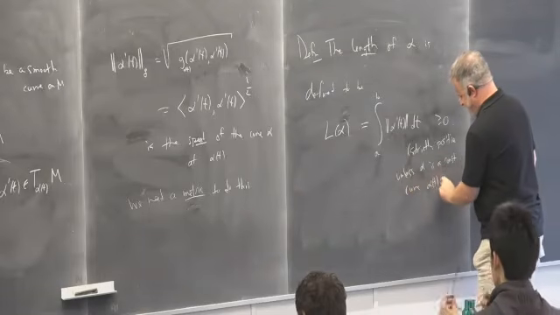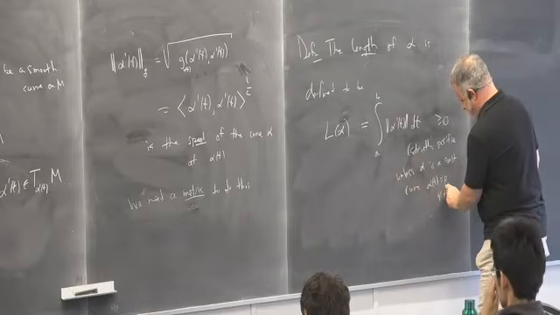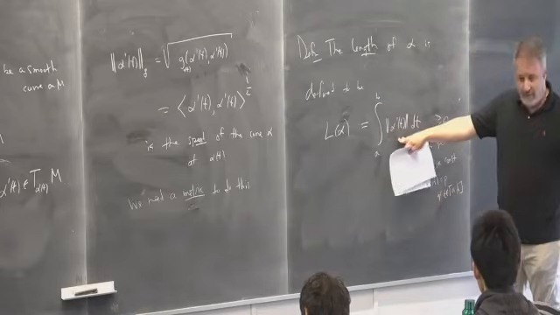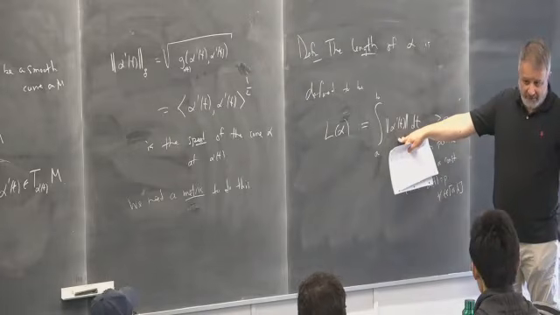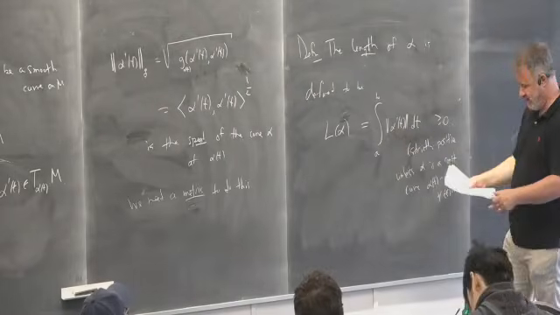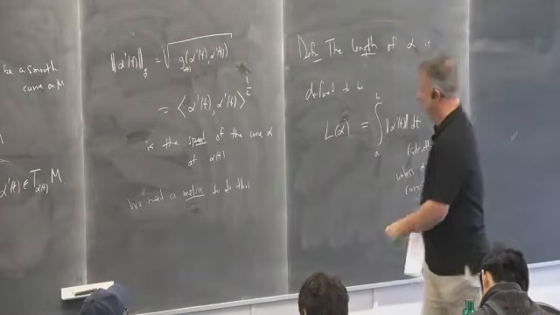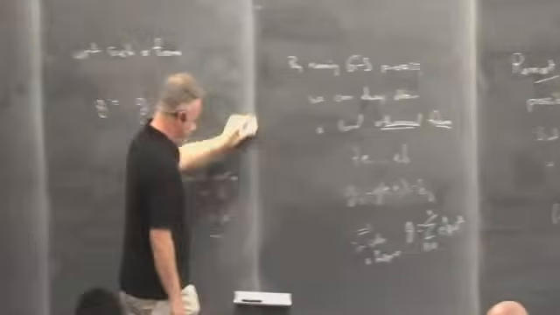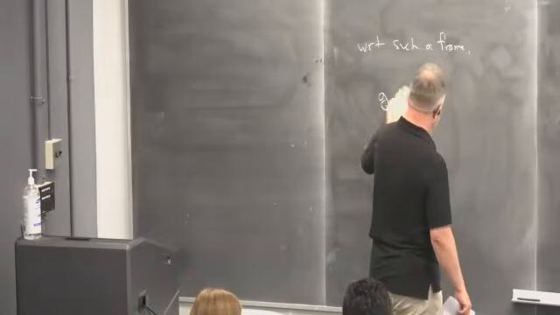Alpha of t is p for all t in [a,b]. If that's true, then the velocity is 0. So this is an integral of a non-negative function. The only way you'll get 0 is if that function is 0. It means the velocity is 0 everywhere. That means alpha is constant. Okay, so that's the definition of the length of a curve. Again, we need a metric to define the length. And if we chose some other metric, the length would be different.